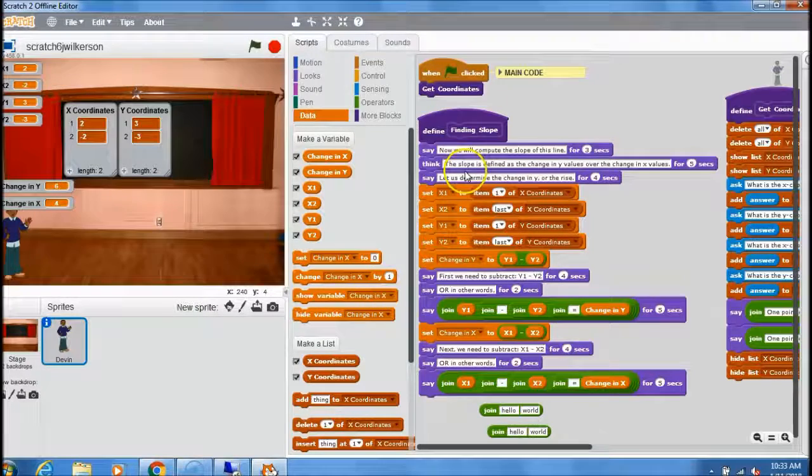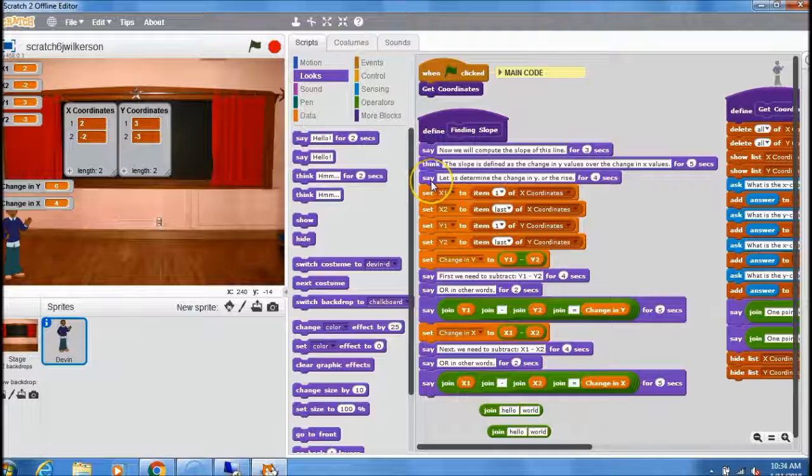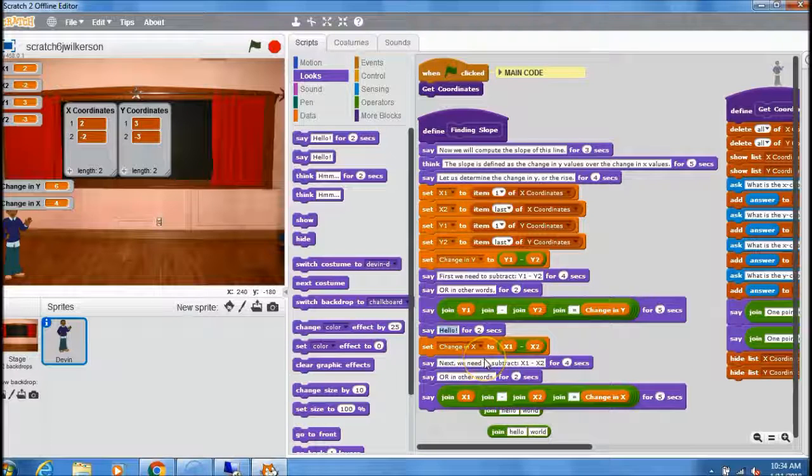One thing I noticed that I was missing is this block that says, let us determine the change in y. So I need one of those that says, let us determine the change in x. Now, let us determine the change in x, or the run. And we'll do that for 4 seconds. It computes that and then reports it for us.